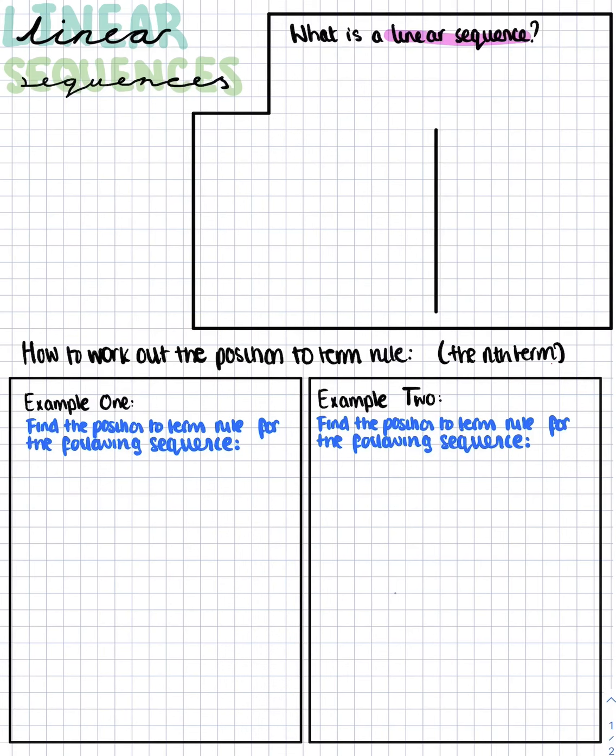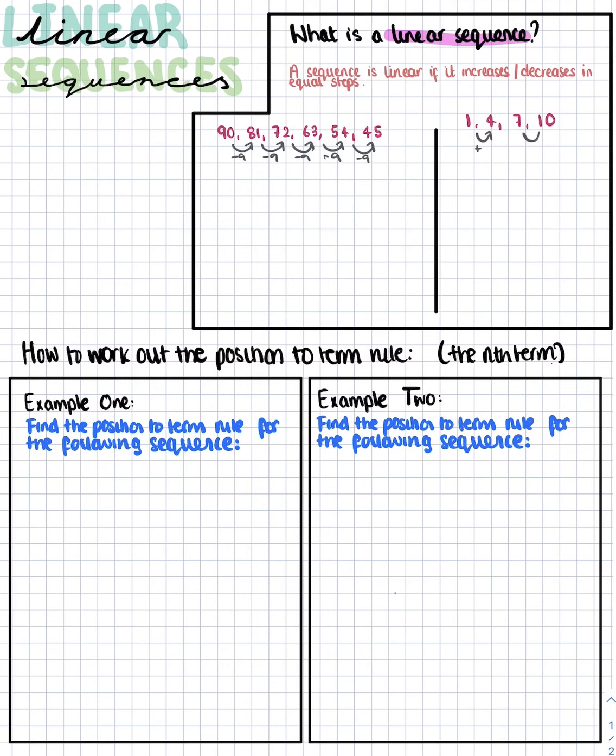A sequence is linear if it increases or decreases in equal steps. This first sequence is linear because it decreases by 9 each time. The second sequence is linear because it increases by 3 each time.